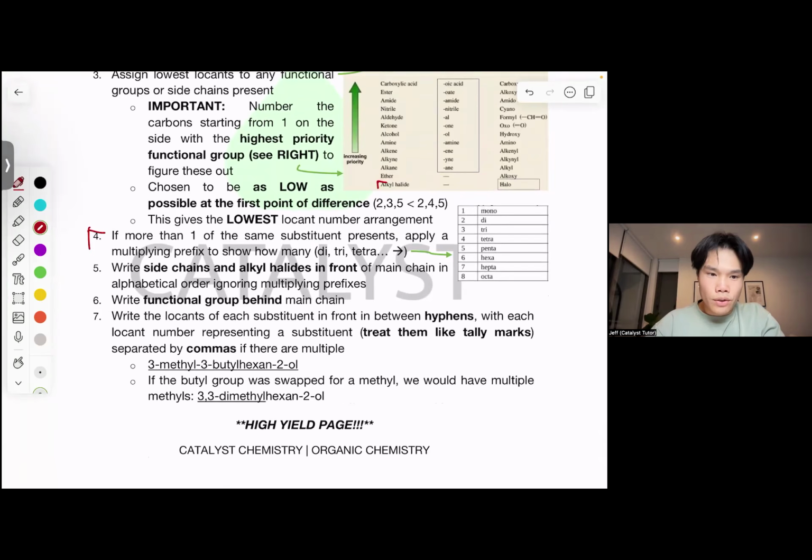So, sorry, just to confirm, the longest chain must have at least one functional group. Not necessarily true. If there is a functional group, then you must include it in the parent chain. But if you have no functional groups, then you don't necessarily have to include it because there wouldn't be a functional group. So it's just only if you have a functional group, it must be on the main chain.